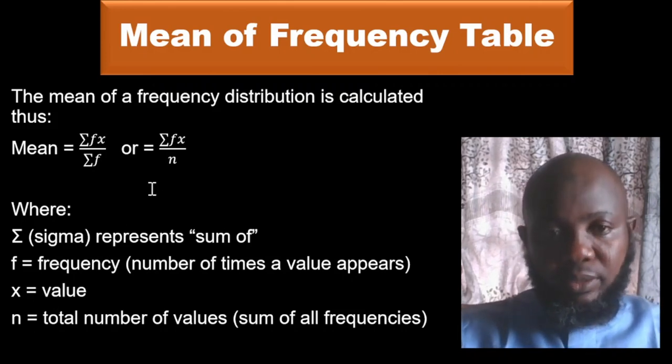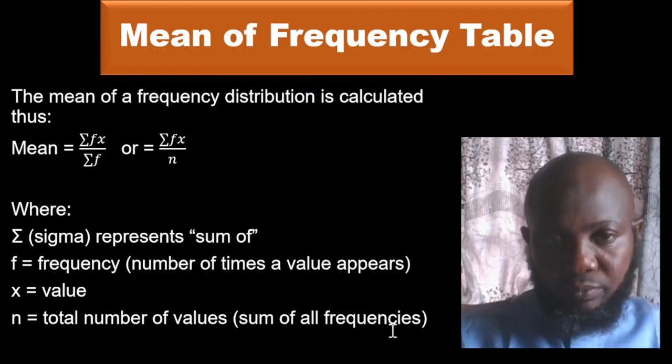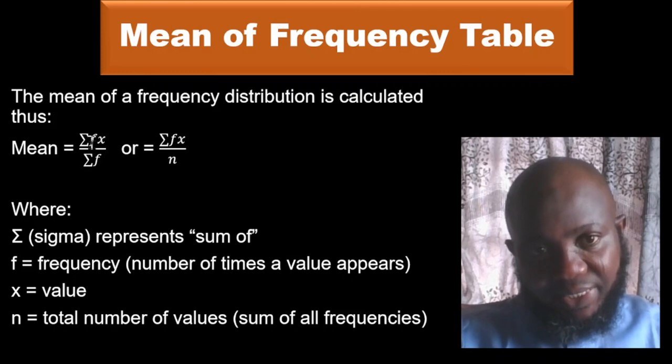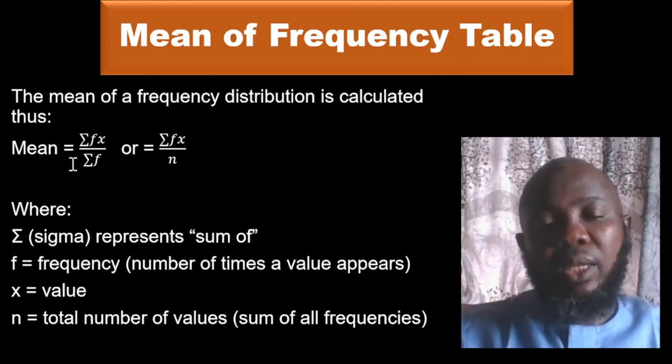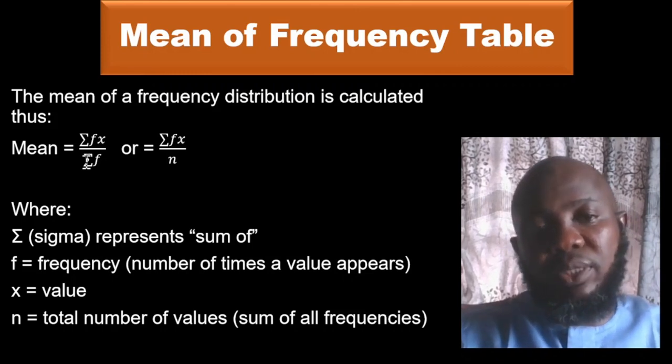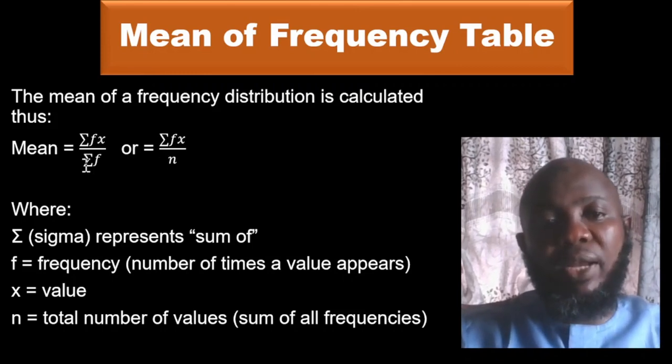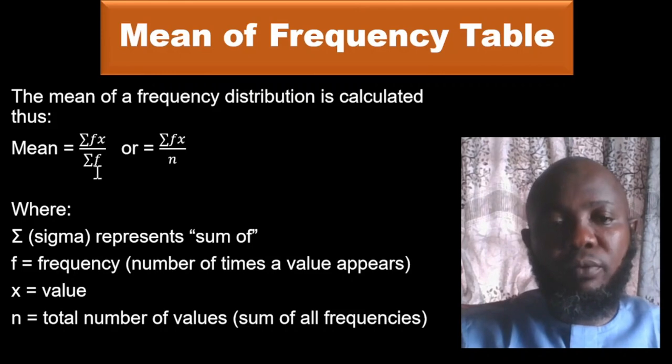Then N is the total number of values, that is the sum of all the frequencies. So what we are saying is that frequency times the value, when you add them together, is divided by the sum of the frequency, that is n, when you add all the frequencies together. So let's take a look at an example and see how we can solve it.